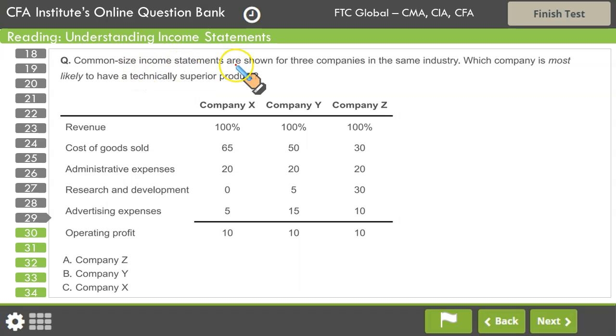Common size income statements are shown for three companies in the same industry. Same industry, that's an important point to be noted. Which company is most likely to have a technically superior product? Now this is interesting. First information that was relevant is that they are from the same industry. They are operating in similar markets, offering similar products more or less. We just want to see which of these firms is technically more superior with regard to products. Where can we see that?